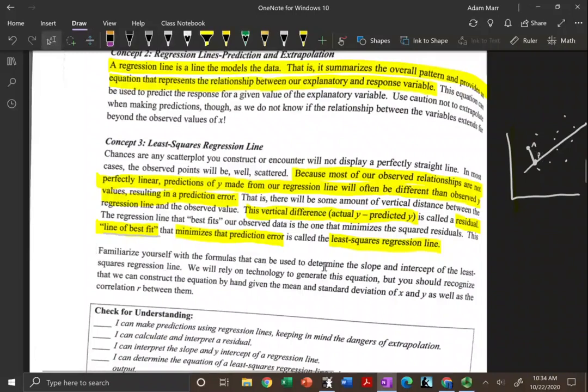Familiarize yourself with the formulas that you can use to determine the slope and the y-intercept of the least square regression line. We will get to that later. We haven't actually gotten to that yet. We will rely on technology to generate the equation, but you should recognize that we can construct the equation by hand given the mean and standard deviation of x and y, as well as correlation r between them.